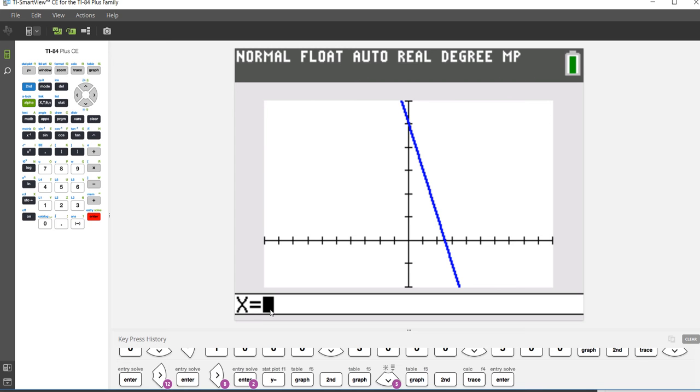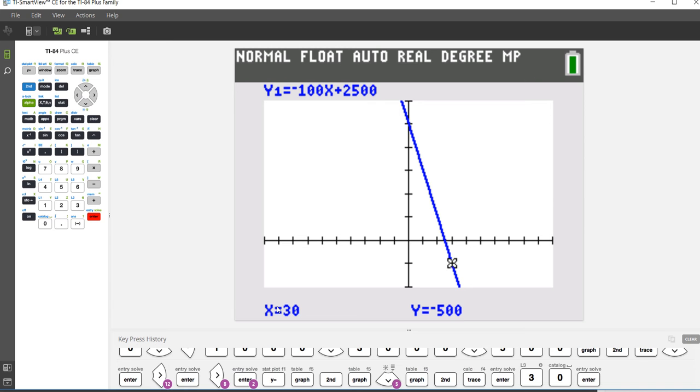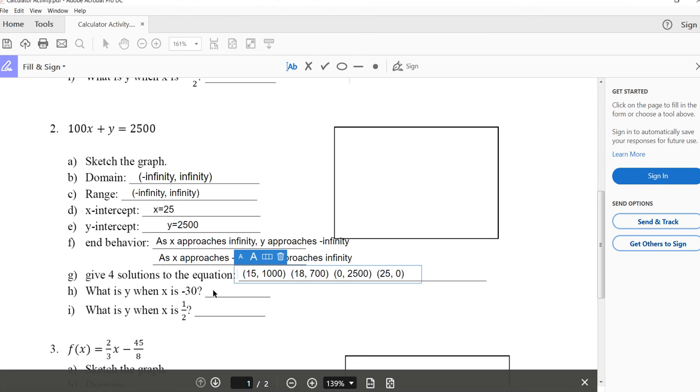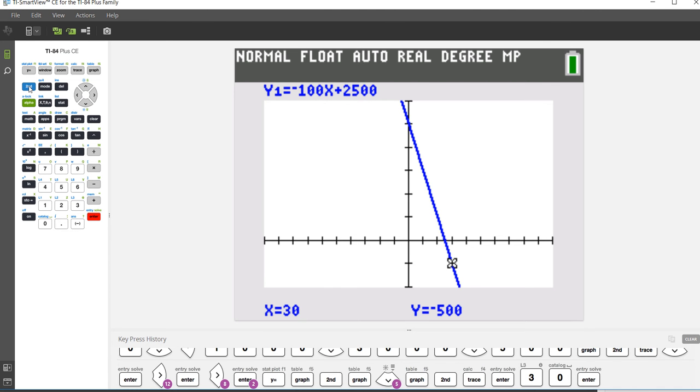Okay, down here at the bottom it says x equals, I'm going to plug in 30. So when x equals 30, what is y? And then I hit enter. When x equals 30, y is -500. So back here, what is y when x equals -30? Oh, that's 30. I wanted -30, excuse me. So let's go back and try that again.